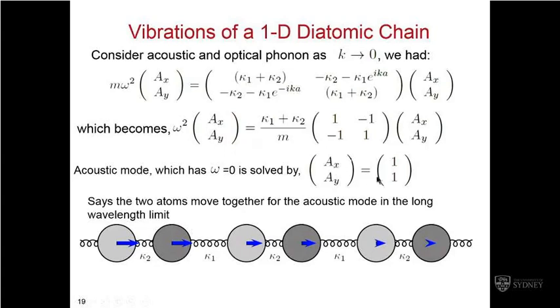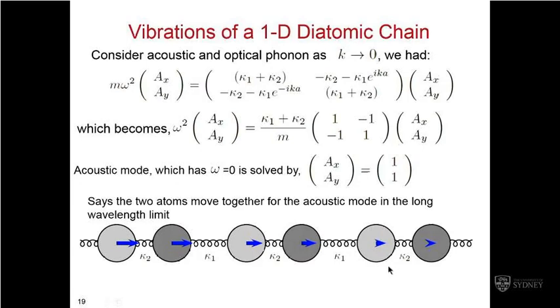And so remember, the a's are the amplitudes of the vibrations. So it tells that for atom 1 and atom 2, they're both positive and both the same magnitude, so the atoms move in the same direction, okay, like that, for the acoustic mode.